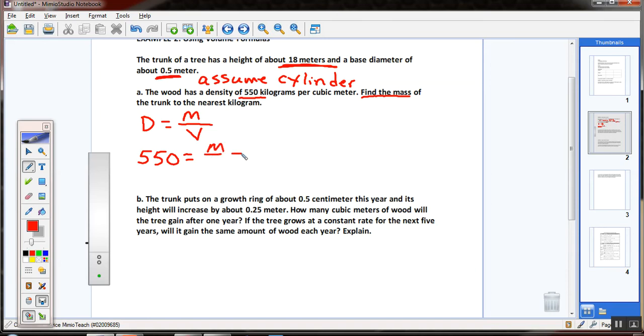What formula did we use yesterday for this volume? You guys remember? Pi r squared times what? The height. Pi r squared times the height. That's the volume formula for a cylinder. So I believe yesterday we put pi. What did we put in for the radius yesterday, kids? 0.25. So pi times radius squared, and then what was the height again here, kids? 18. Okay.